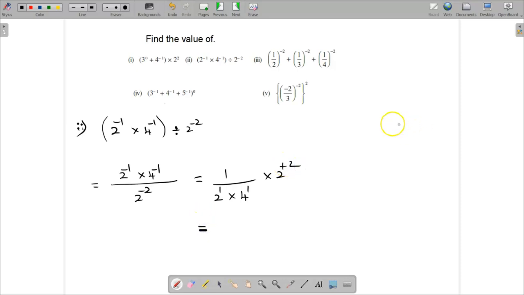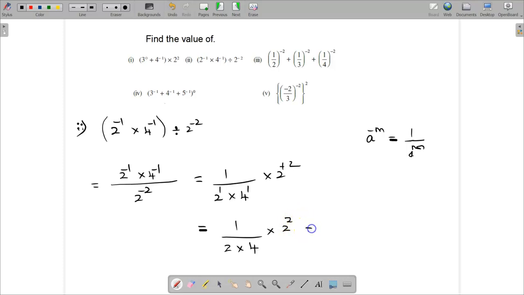So in general we know the formula. What is the formula? A power minus m means 1 by a power m. So using this rule, whatever we have in the numerator with the negative power, when it goes to the denominator, the powers will become positive. Similarly, here the negative power is minus 2. When it goes to the numerator, it becomes plus 2. So 1 by 2 power 1 is 2, 4 power 1 is 4, into 2 square.